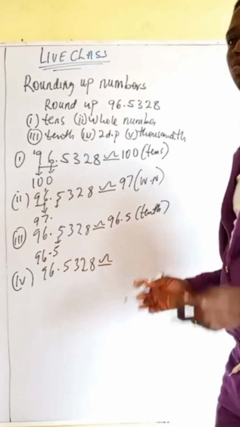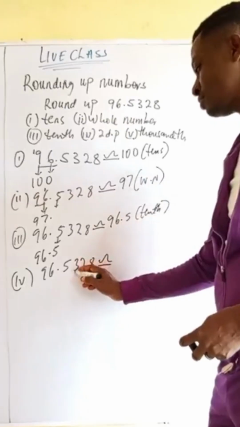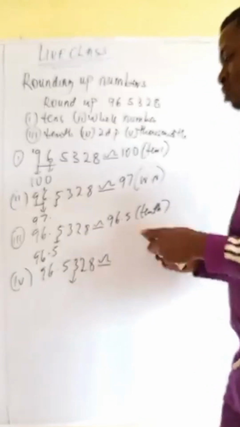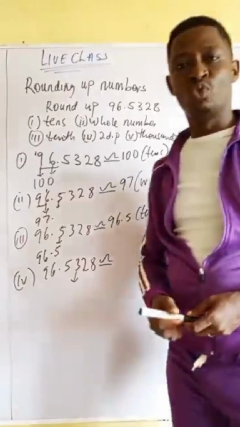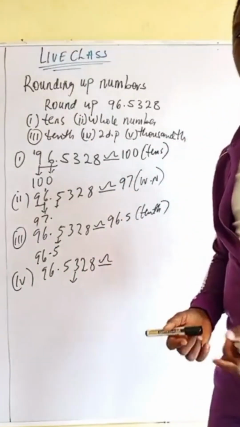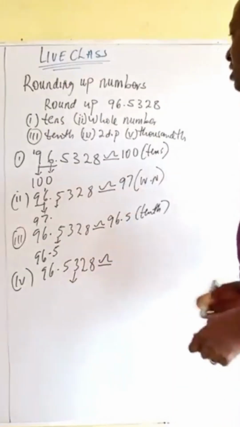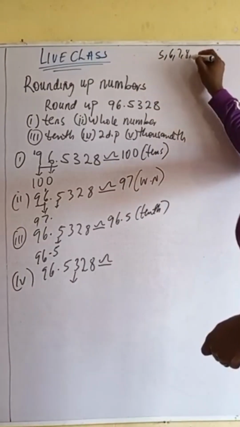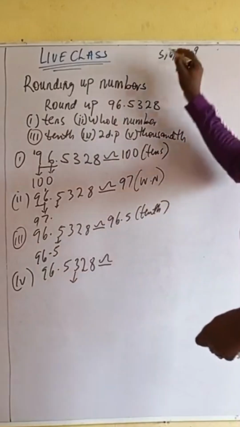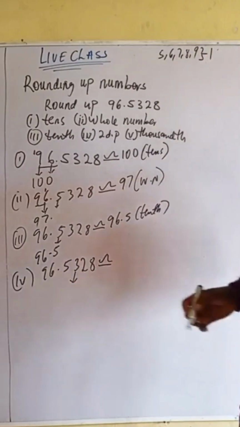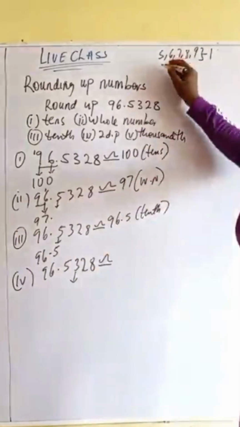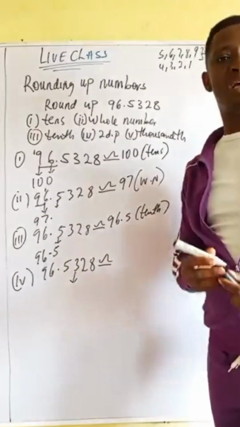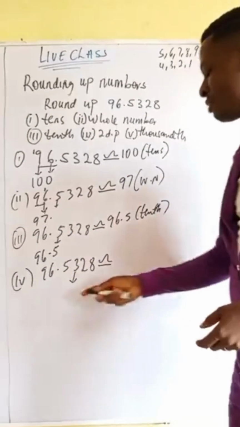So which number represents 2 decimal places? 3. Which one are we supposed to consider? 2. Is 2 up to a number you can round up to 1? No, it's not up to. We have certain numbers we can round up to 1. We said numbers like 5, 6, 7, 8, and 9. These are numbers we can round up to 1. Numbers we cannot round up to 1 are 4, 3, 2, 1. So what are we going to do here?